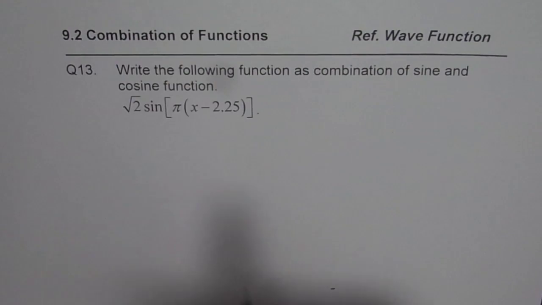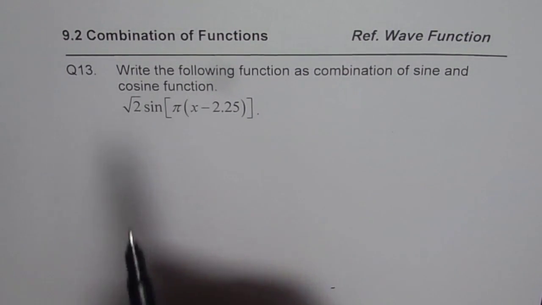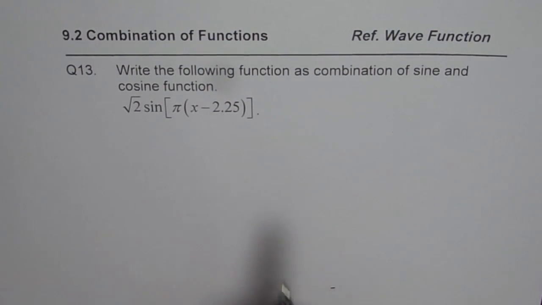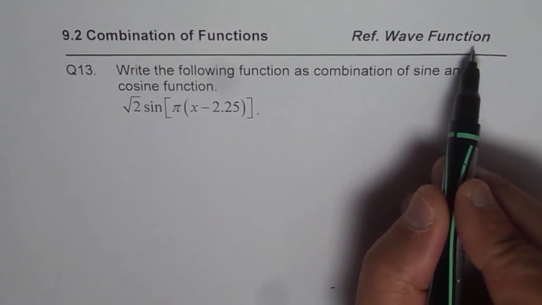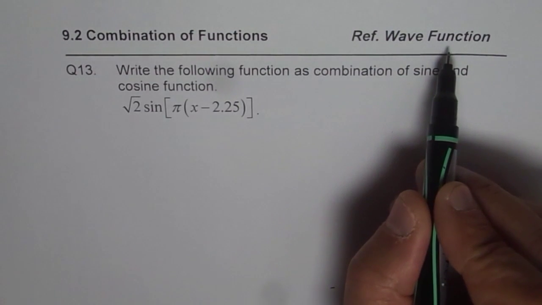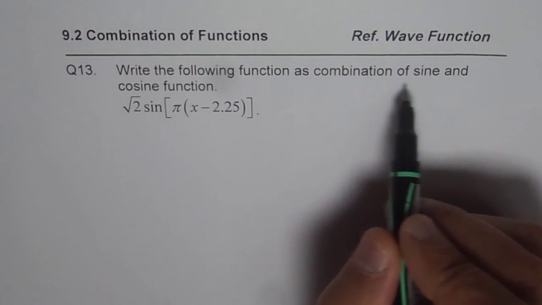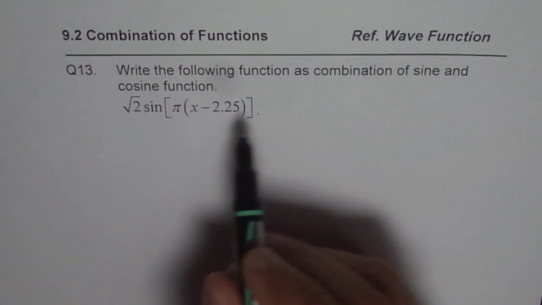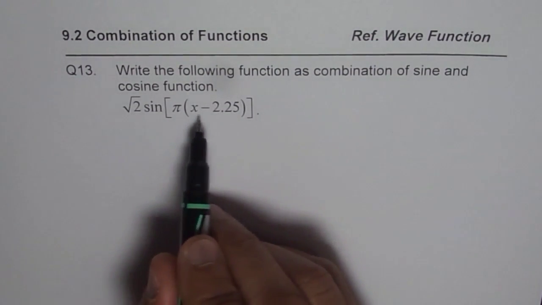The question here is: write the following function as a combination of sine and cosine functions, square root 2 of sine of (pi x minus 2.25). Here I've also given you a reference of wave functions. Wave functions also I'd like you to look into. You will understand how we can form combinations of sine and cosine functions and write them as one expression. So that's kind of the reverse of this. Okay, let's begin to understand this one.